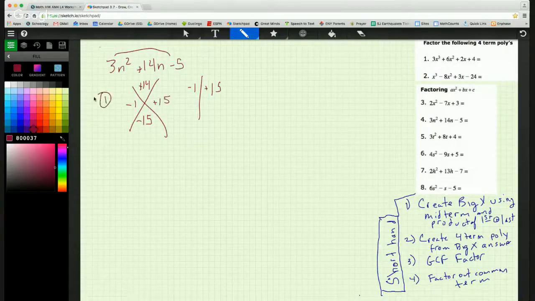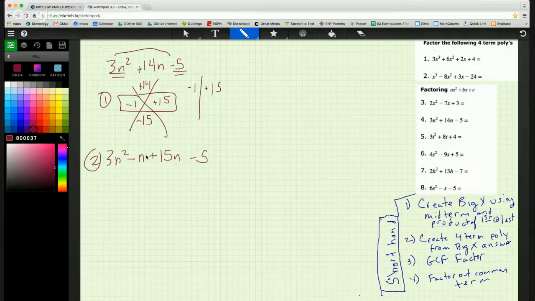So that was step 1. Step number 2 says copy our outsides down, our 3n squared and our negative 5. We just copied these down. And our middle one is this. Effectively what we're doing is splitting the middle term, this 14n, into a negative n and a positive 15n. Right? Negative n plus 15n equals 14n. And this big X is helping us split it in a way that will always do this magic factoring.